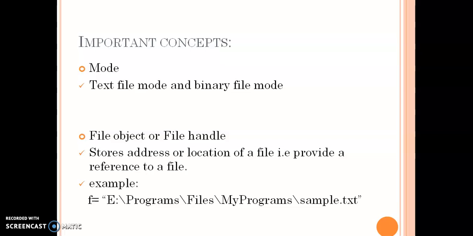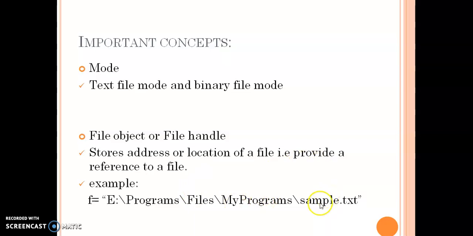The second part here is the file object or the file handle. Okay, let me show you an example first. We'll start with an example. Say I have a file, this is a file sample.txt. Now, in order for me to read this sample.txt, I have to use this URL. The meaning of this is that this file is located inside the E drive. Inside the E drive, I have to open a folder programs. Inside this folder, there's another folder files. Inside this folder, there's another folder my program. And inside this folder, you will have the actual file.